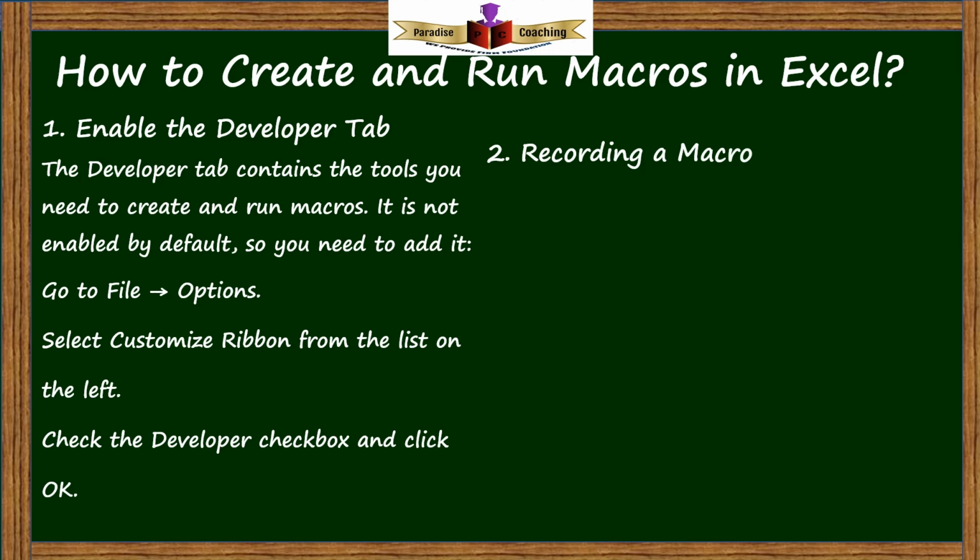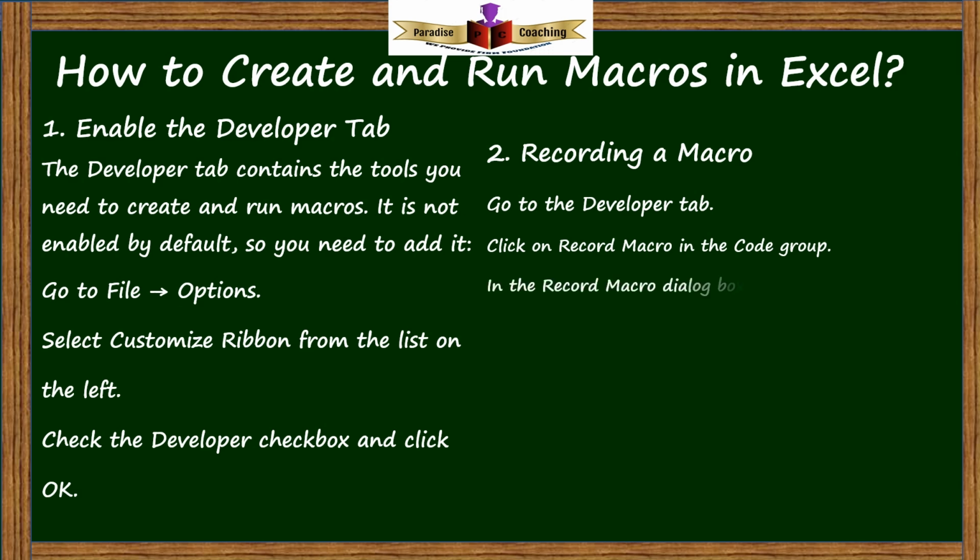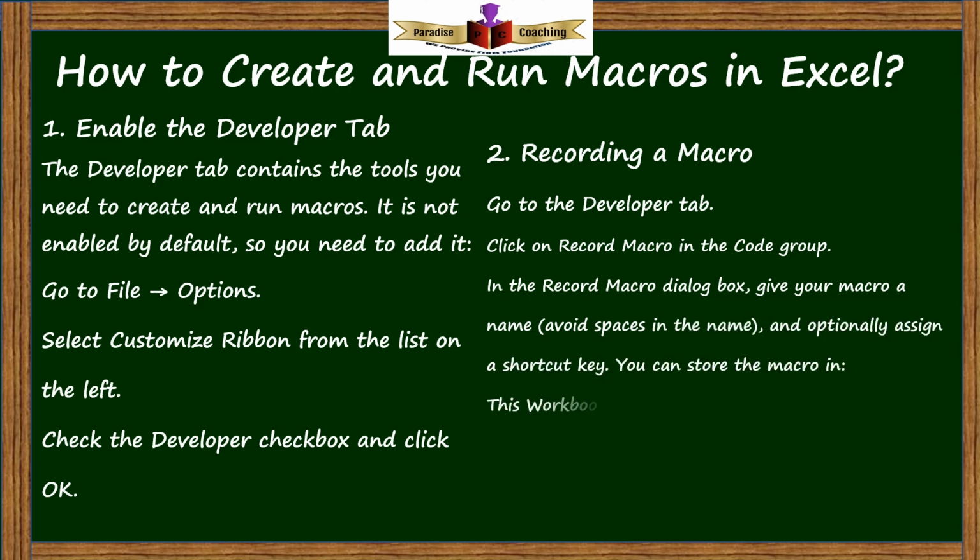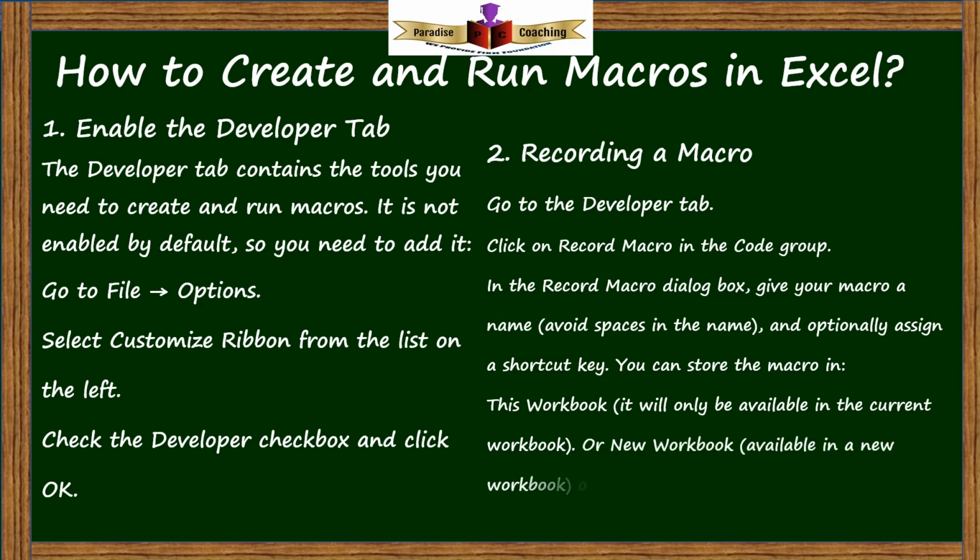2. Recording a macro. Go to the Developer tab. Click on Record Macro in the Code group. In the Record Macro dialog box, give your macro a name, avoid spaces in the name, and optionally assign a shortcut key. You can store the macro in This Workbook.